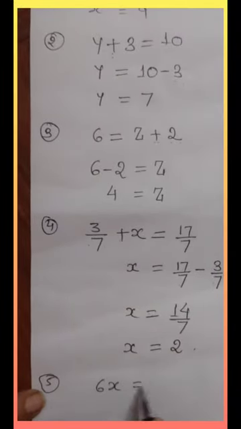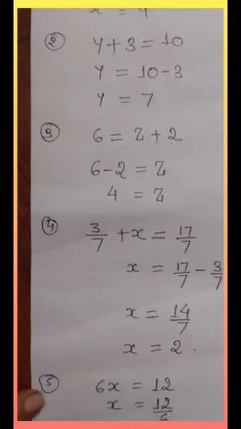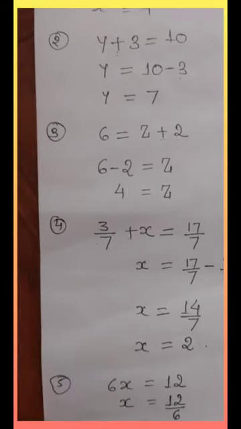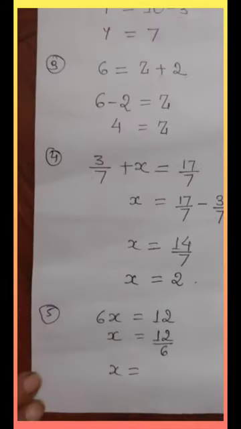6x is equal to 12. Multiplication is involved, so x is equal to 12, the multiplication changes to division. x is equal to 12 divided by 6, 6 2s are 12. So x is equal to 2.